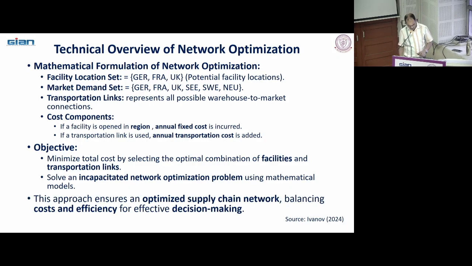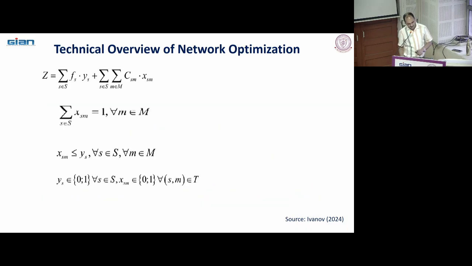This approach ensures an optimized supply chain network, balancing cost and efficiency for efficient decision making. So this is an example. Normally in supply chain network design, we try to locate the facilities, and then we try to minimize the transportation cost and inventory cost from one location to another location. So you can see one general formulation here. Can you tell me what are the components of this first objective function? Any idea?